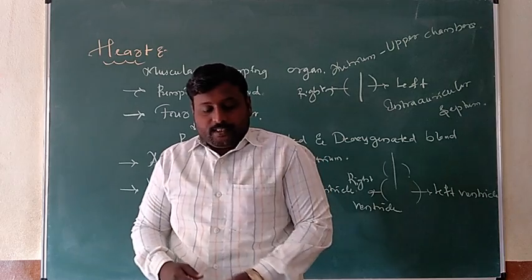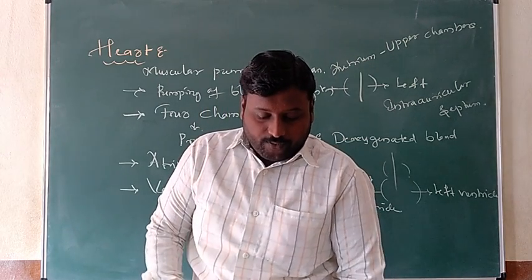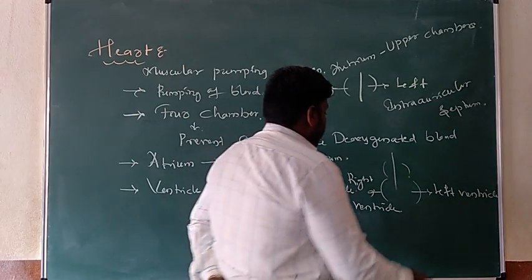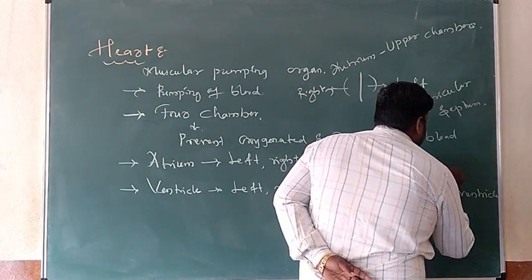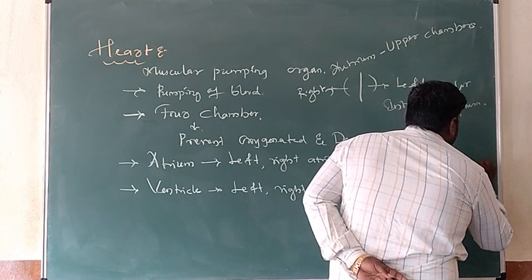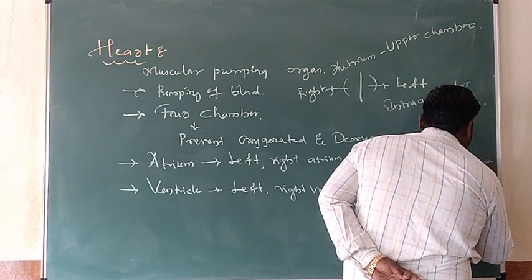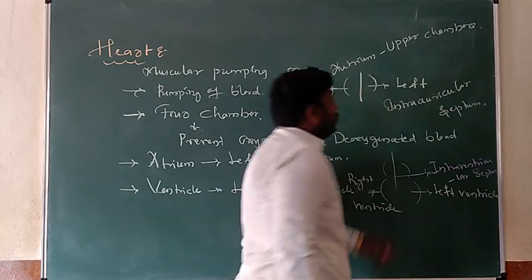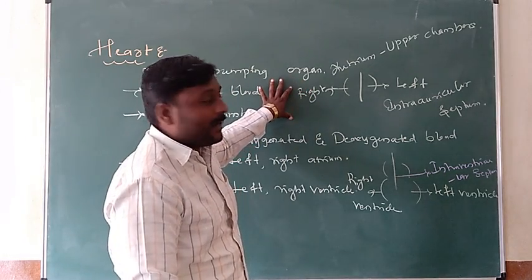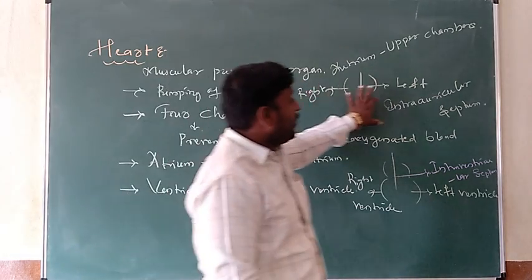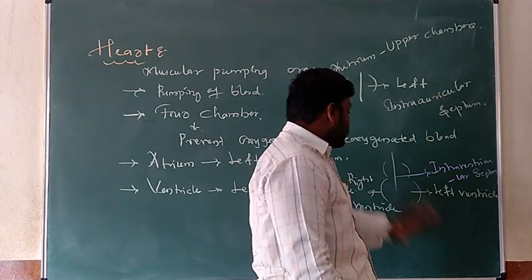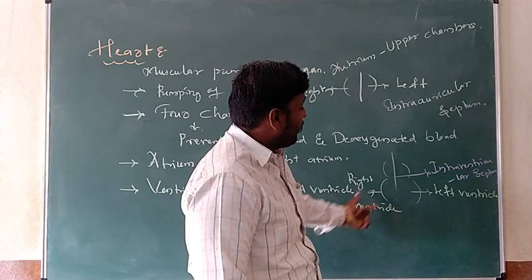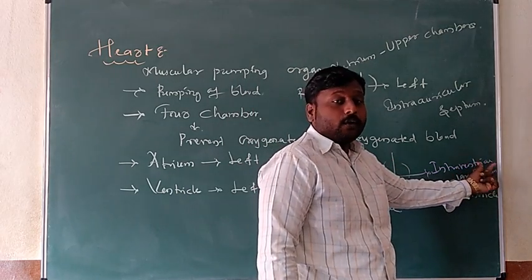The two inferior chambers of the heart are the right and left ventricle, separated by an intraventricular septum. So the left and right atria are separated by the intra-auricular septum, and the left ventricle and right ventricle are both separated by the intraventricular septum.